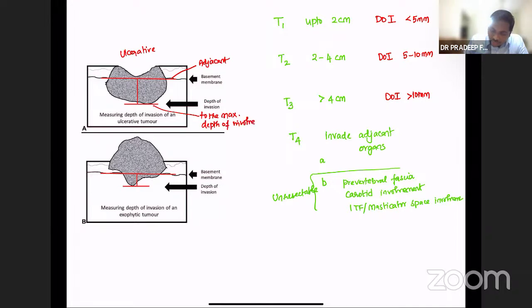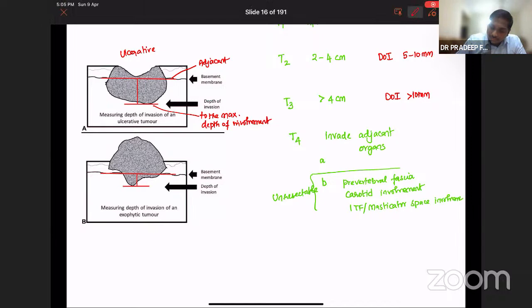This is called the depth of invasion. Whereas the tumor thickness, if you take the tumor thickness, you will measure it from here to here. This is tumor thickness. So you should not confuse depth of invasion with the tumor thickness. Here, this is the tumor thickness.